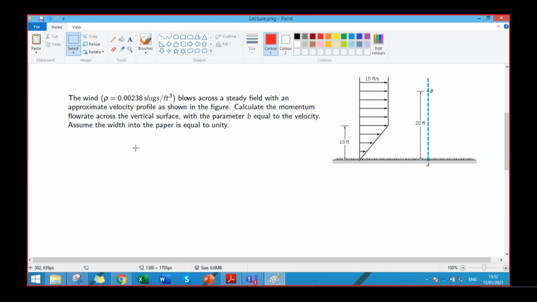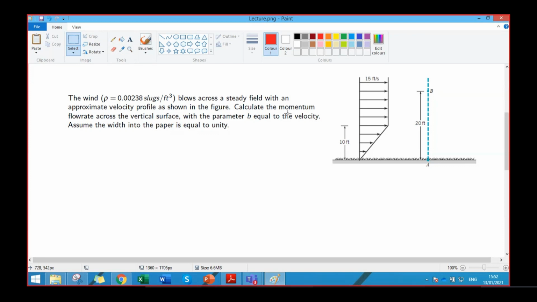So wind is flowing across a steady state field with an approximate velocity profile as shown in the figure. Wind is flowing in this profile: from 0 to 10 feet it is changing, the velocity of the wind is increasing, and then from 10 to 20 feet it is constant at 15 feet per second.